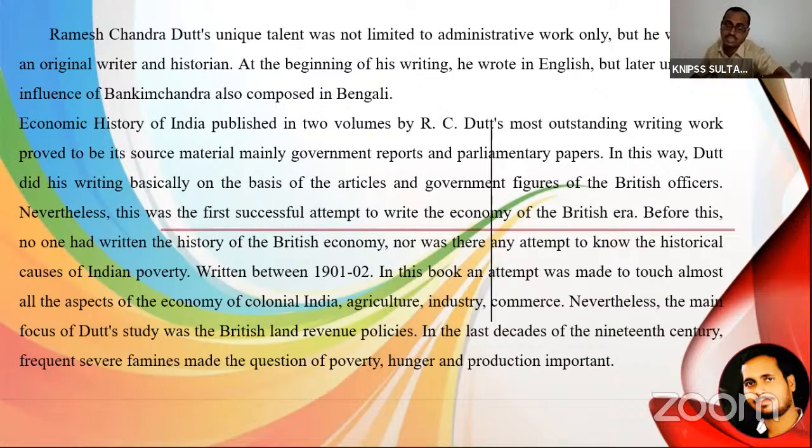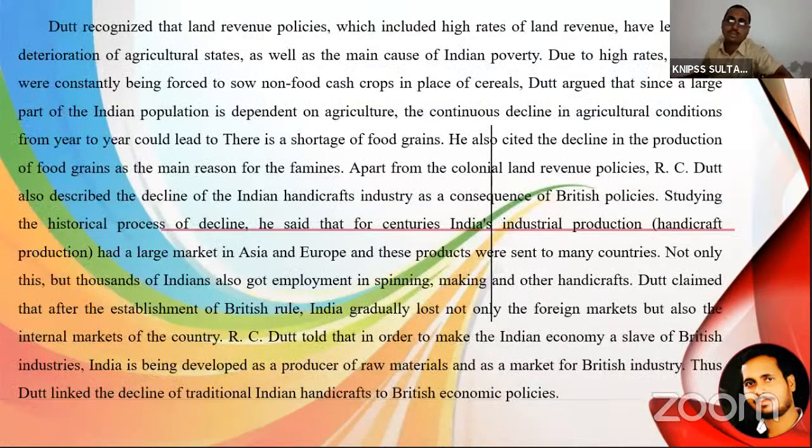In the last decade of the 19th century, frequent severe famines made the questions of poverty, hunger, and production important for R.C. Datta. Datta recognized that the land revenue policies, which included a high rate of land revenue, had led to the deterioration of agricultural estates, as well as being the main cause of Indian poverty. Students, due to the high rate, farmers were constantly being forced to sow cash crops in place of cereals.